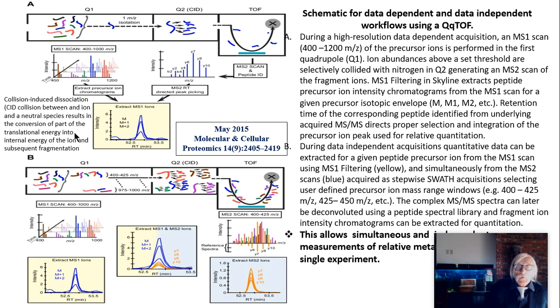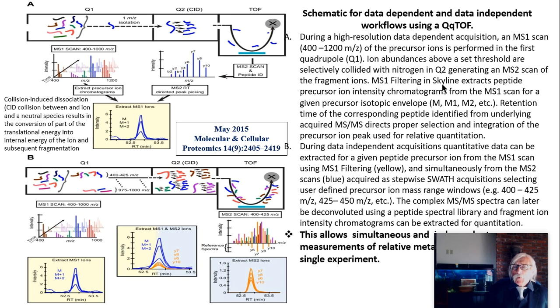And that results in the conversion of part of the translational energy into an internal energy in that ion and subsequent fragmentation. That's the way mass spec works in general, at least this particular type. Okay. So what else do we want to say here?